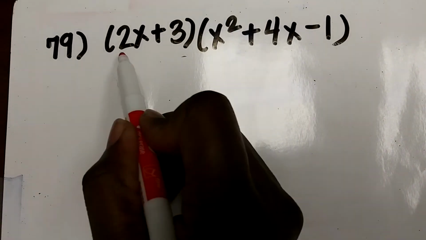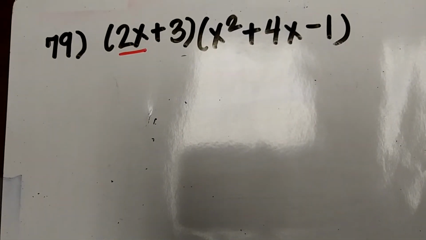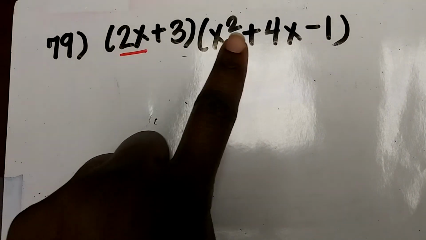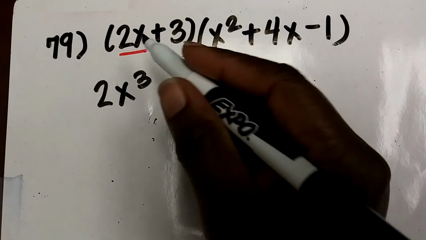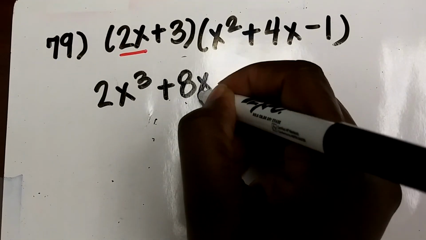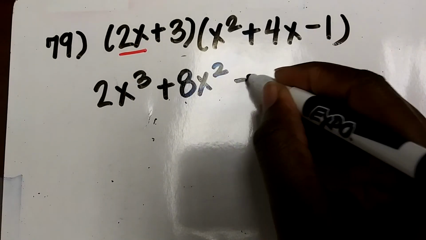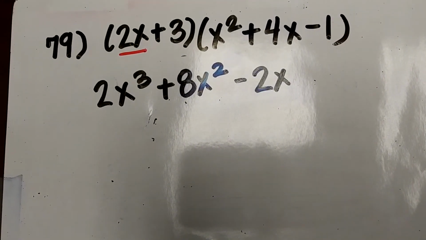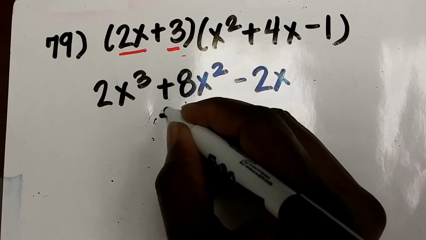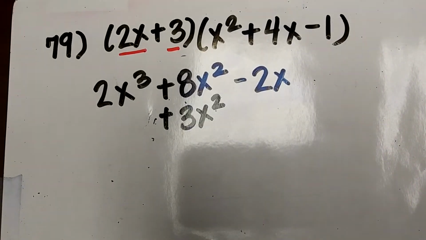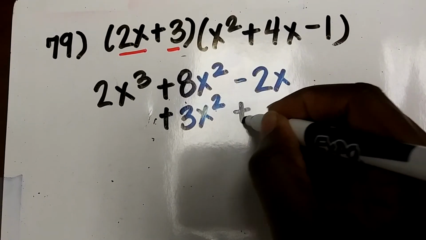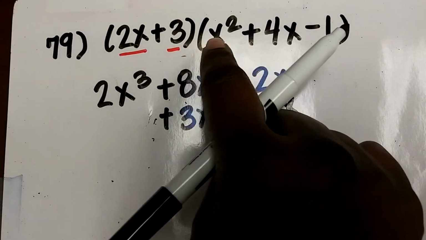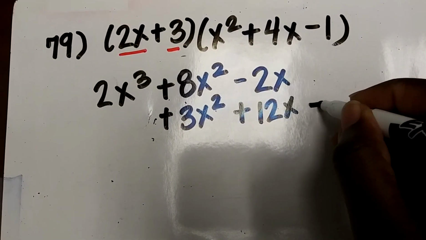On number 79, I'm going to take the 2x and multiply it by all three terms. 2x times x squared is 2x to the third. 2x times 4x is positive 8x squared. 2x times negative 1 is negative 2x. Now, I'm going to go and multiply everything by 3. 3 times x squared is positive 3x squared. And notice, as I'm doing this, I am combining my like terms. 3 times 4x is positive 12x. And then 3 times negative 1 is negative 3.